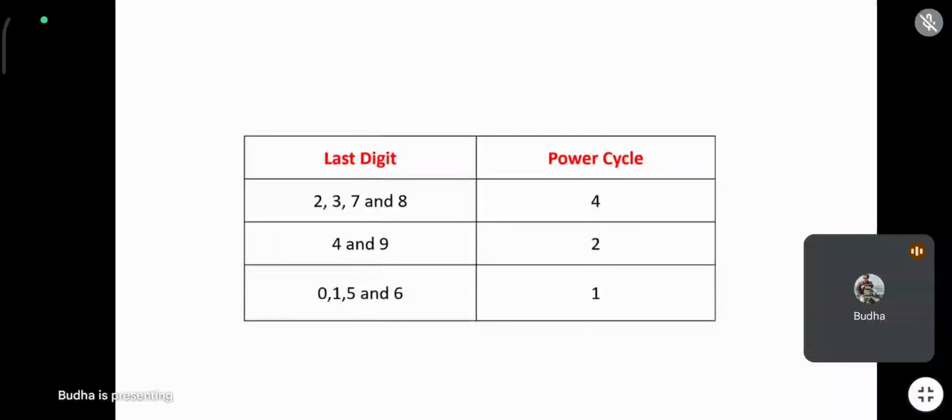Now the difficulty is, every one of you needs to note this down, this table. Please note it down, everyone. We will be using this table. Last digit 2, 3, 7 and 8: cycle is 4. 4 and 9: the cycle is 2. 0, 1, 5 and 6: the cycle is 1. What is the meaning of this? First note it down, and then I'll explain what it means.